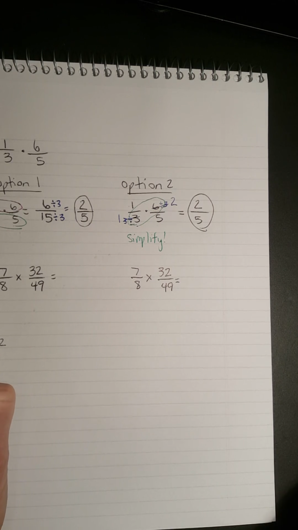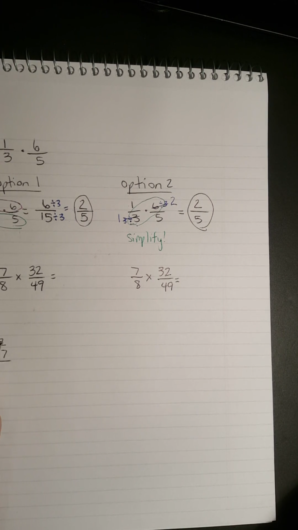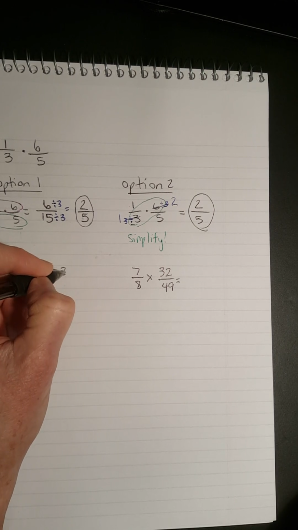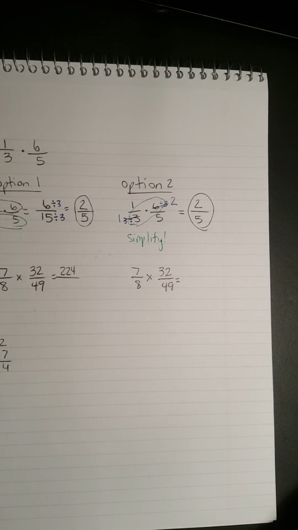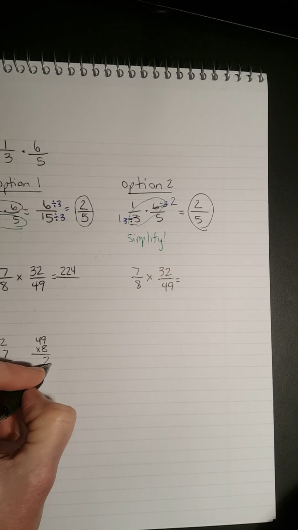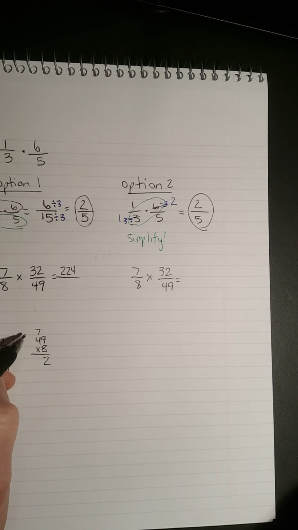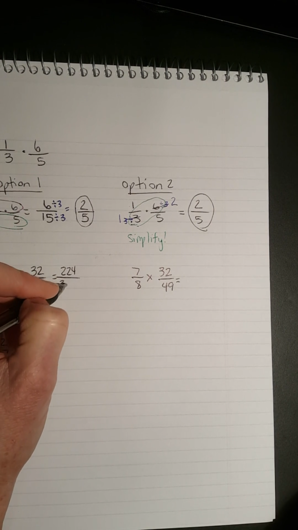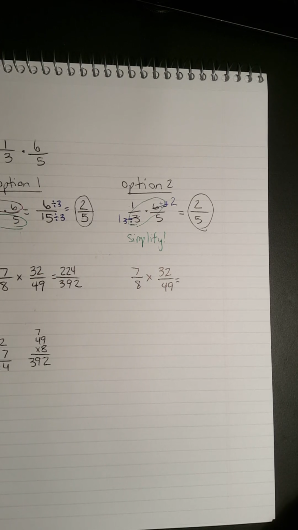So I have 32 times 7. This is 2 times 7 is 14. Carry the 1. 3 times 7 is 21. Plus 1, 22. So this is 224 for my numerator. And then 8 times 49: 9 times 8 is 72. And 8 times 4 is 32, plus 7 is 39. So 392. All right. So then if we look at these two numbers, we should be able to simplify them.